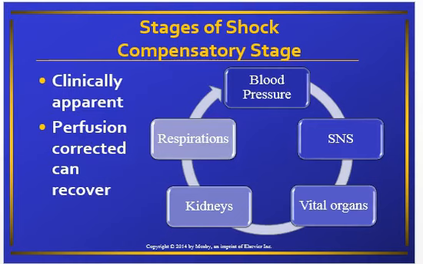So in the compensatory stage, we start to see some signs, and it becomes clinically apparent. There's an imbalance in oxygen supply and demand. We're trying to overcome the consequences of this anaerobic metabolism. So the classic sign is a drop in blood pressure. So then think about the sympathetic nervous system, what happens with that response to decreased blood pressure.